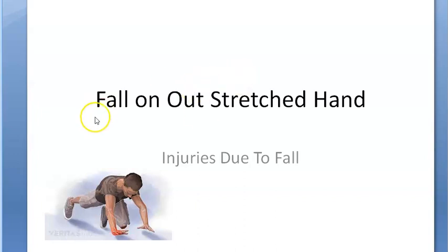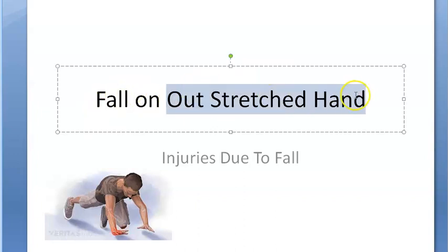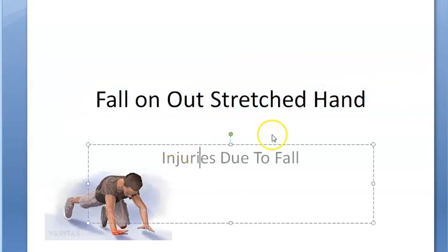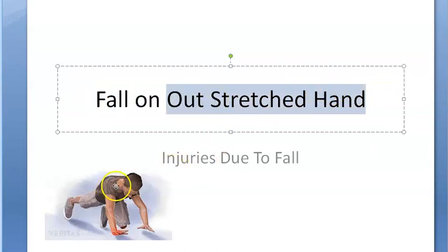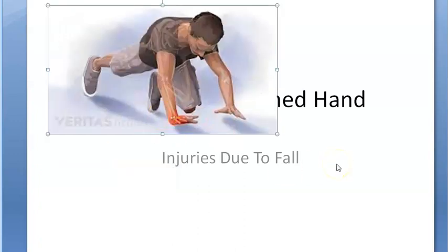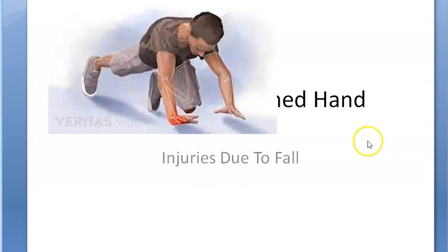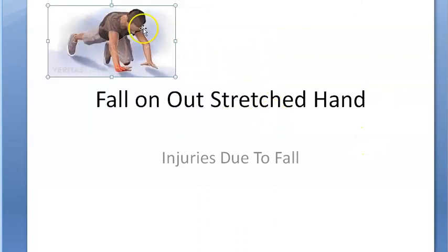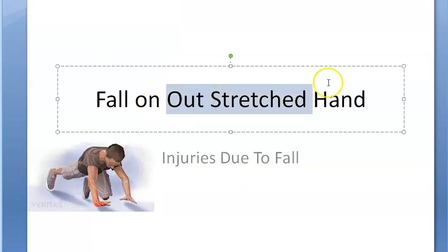Hello people, in this video we want to look at the fractures or injuries that happen because of a fall on an outstretched hand. Basically, when we fall, we try to protect ourselves. Our defense is putting our hand out first to protect our heart, lungs, stomach and all those vital organs, right? This is why this injury becomes more common.